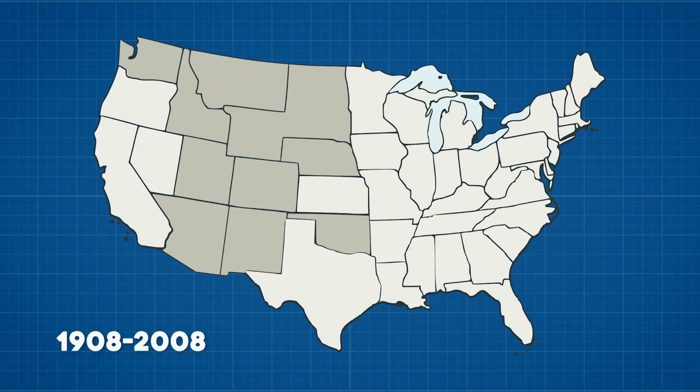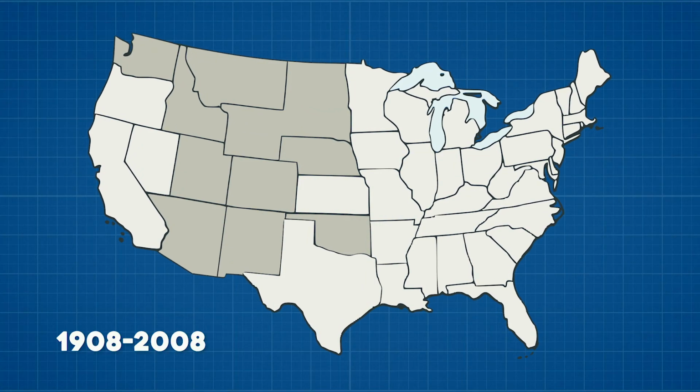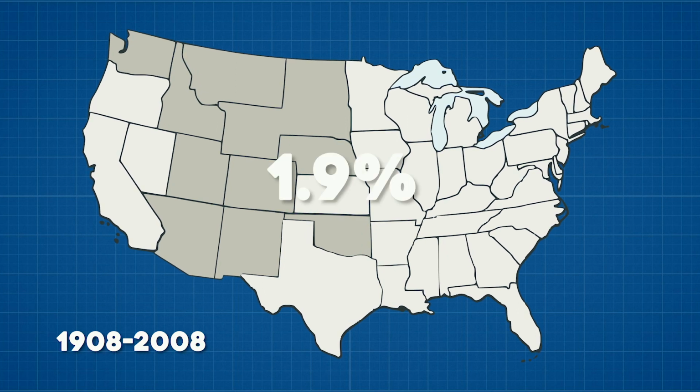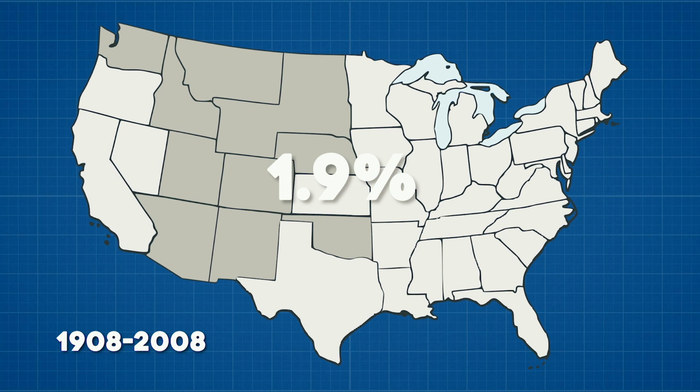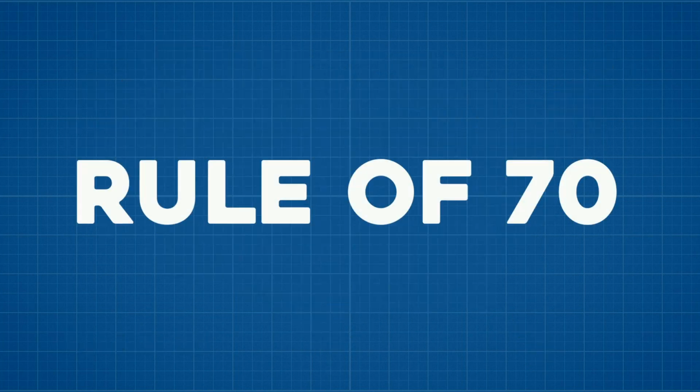Now, when we talk about long-run economic growth, we're talking about a gradual process. And in that gradual process, real GDP per capita grows at most a couple percentage points per year. So here in the United States, from 1908 to 2008, real GDP per capita grew about 1.9% per year. And when economists talk about the growth rate of real GDP over time, they talk about the rule of 70. Basically, this just means that if real GDP grows 1% per year, it will take 70 years to double. If real GDP grows at 2% per year, it will take 35 years to double, and so on and so forth.